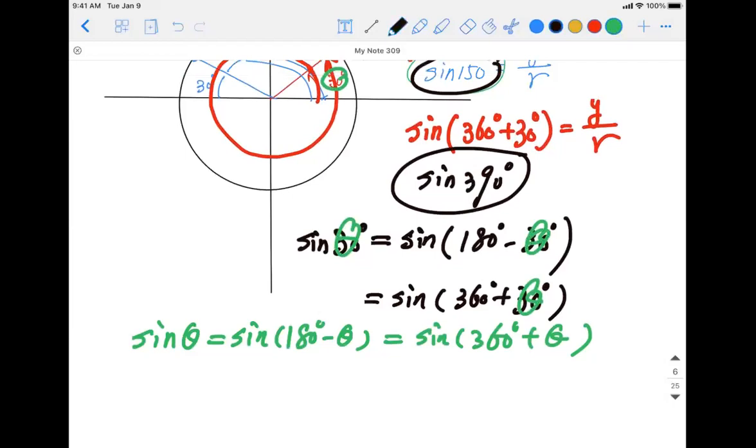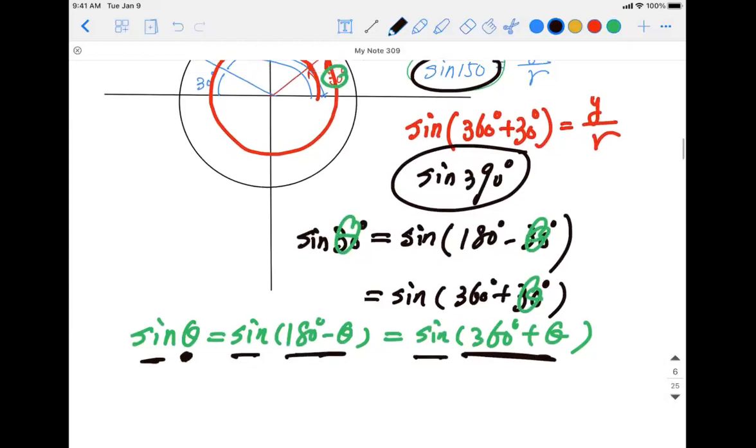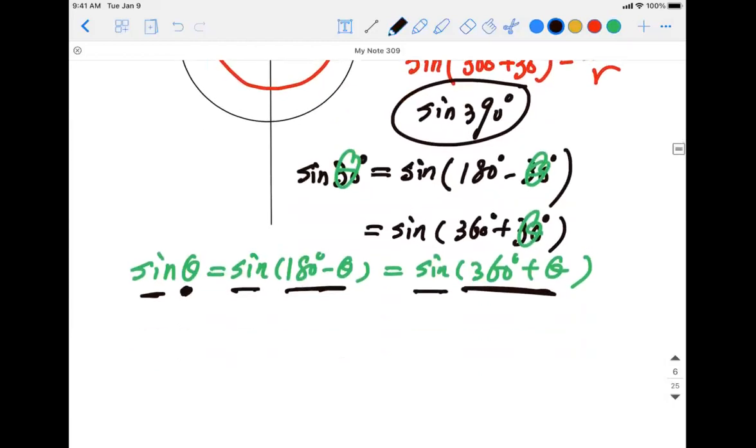It looks like you are trying to do some angle manipulation. You change some angle, adding something, subtracting something, and maybe the original sinusoidal value stays the same. The sinusoidal value won't change if you do certain kinds of angle manipulation. And this is actually the prototype of our trigonometry cofunction.